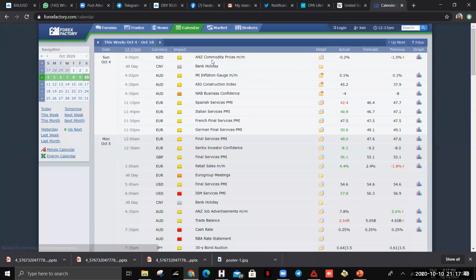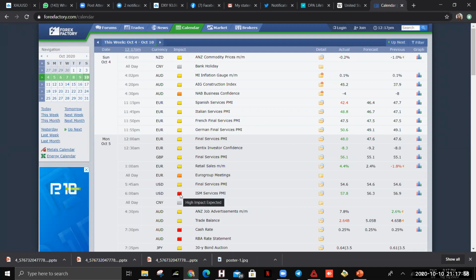It shows you all the things here: NZD, China, Australian dollars. The red envelope tells you that there's a major news.